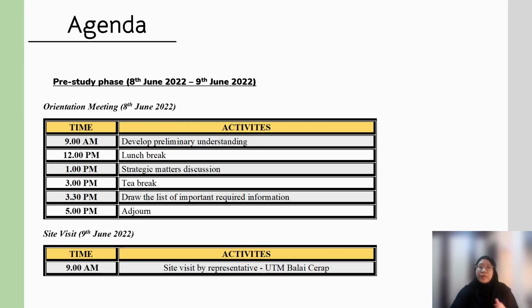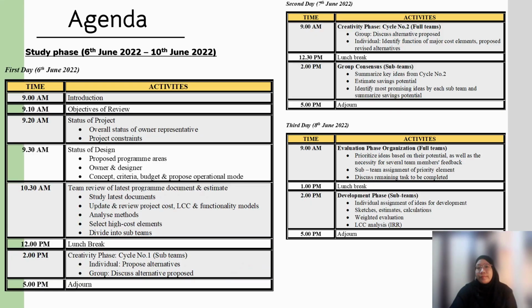The agenda for the whole VM workshop started with the pre-study phase, which took only 2 days, from 8th June until 9th June 2020, where there is an orientation meeting from 9 am to 5 pm, where it develops the preliminary understanding, discussion on strategic matters, and draws the list of the important required information. And on 9th June, they have a site visit to Balai Cerap at 9 am. In the study phase, it took 5 days of workshop. The date is from 6 June until 10th June 2020.